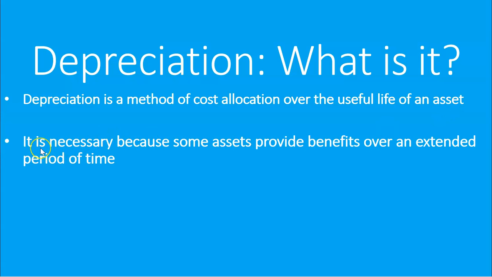And that's exactly what this next line says. It says depreciation is necessary because some assets provide benefits over an extended period of time. Not the same period of time, but for an extended period of time. For example, a laptop might last us 3 years in a business setting. A vehicle might last us 5 years. A building might last us 30 years. Okay.